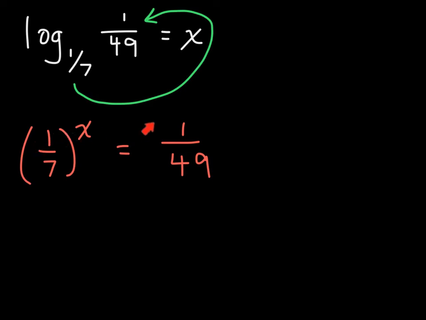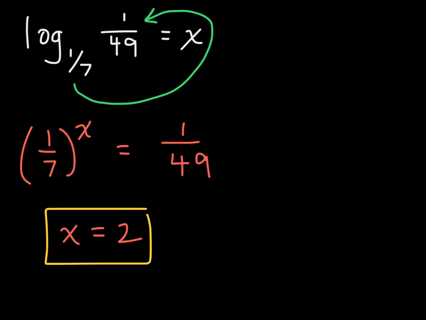1 squared is 1, 1 cubed is 1, 1 to the 4th power is 1. So let's continue thinking. 7 raised to some power gives you 49. Oh, that would have to be 2. 7 squared is 49. So x must be 2. The exponent that you would have to raise 1/7 to in order to get 1/49 is 2. You'd have to square 1/7 in order to get 1/49.